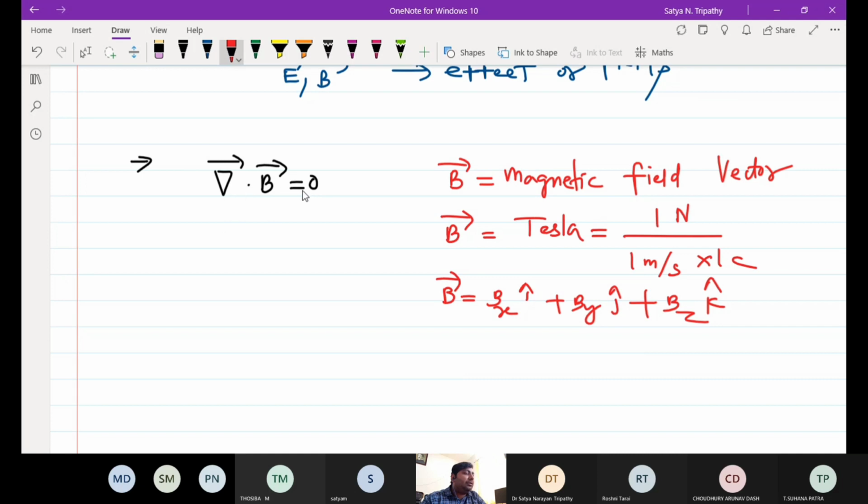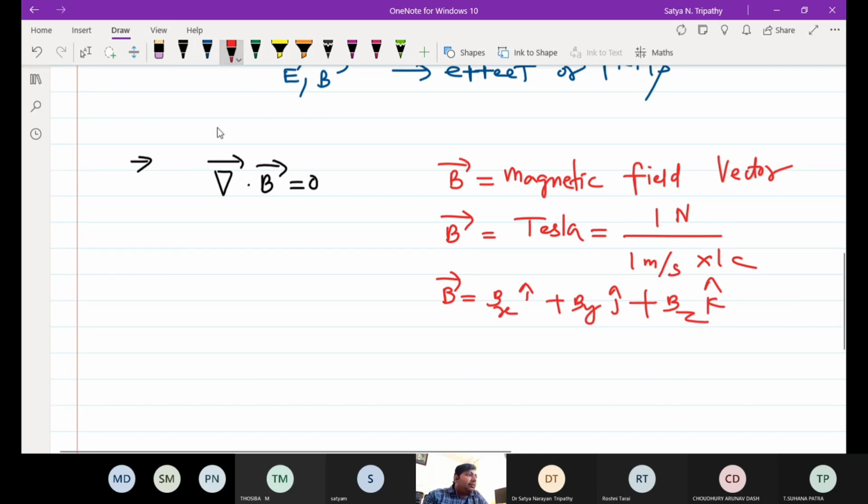Del dot B is equal to 0. What I'm saying is that the divergence of this magnetic field vector is 0. So what does this mean? It means basically there is no source of magnetic field. There are basically no monopoles of magnetic field.